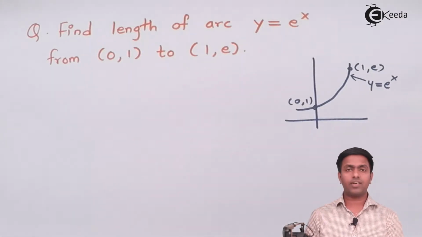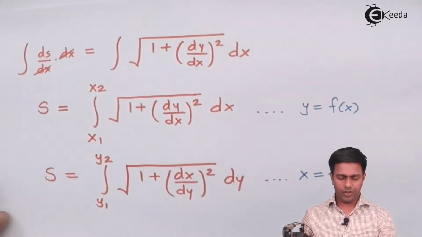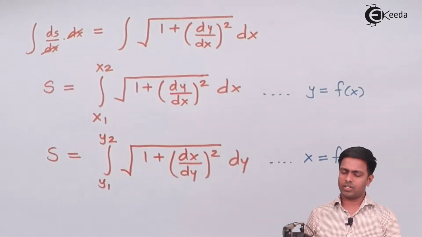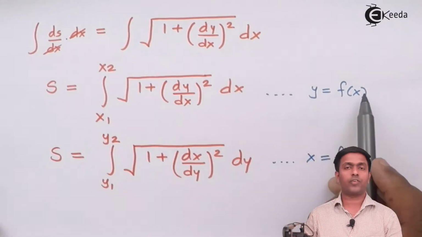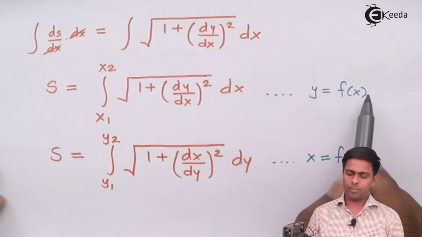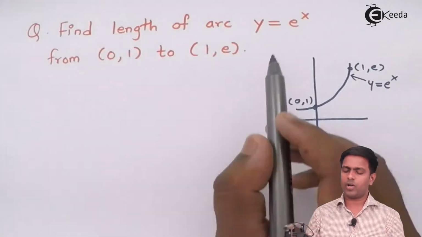So guys, since the given curve is in terms of x, I can say this is y equal to f of x. So whenever we have a curve as a function of x, that time we use the formula of rectification, where we find dy by dx. In the previous video we have seen the different set of formulas. So this is the formula which is applicable if your curve is given as y equal to function of x. So I'll use this formula because here it is given that y is e to the power x.